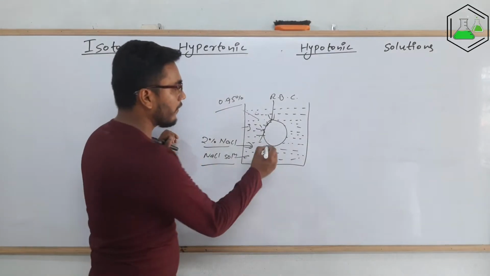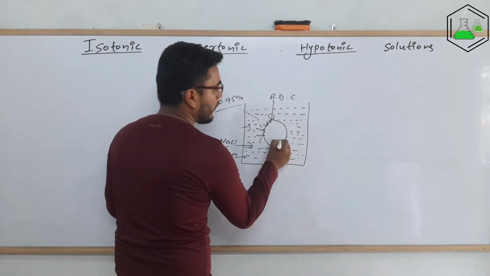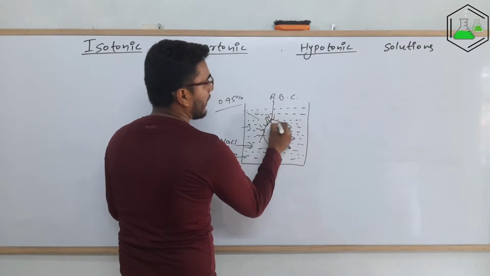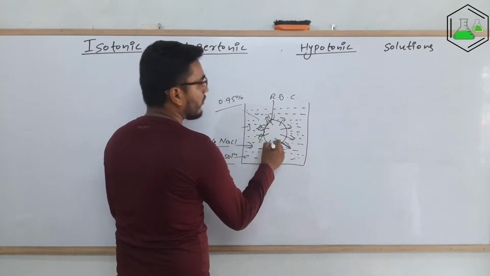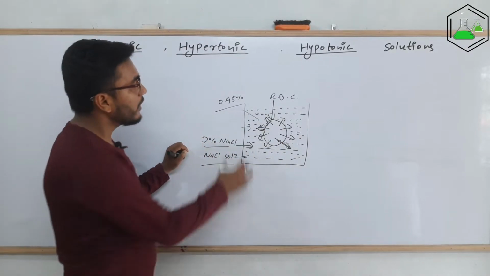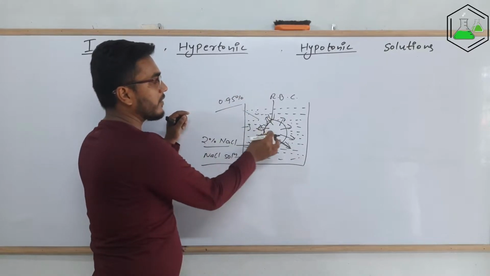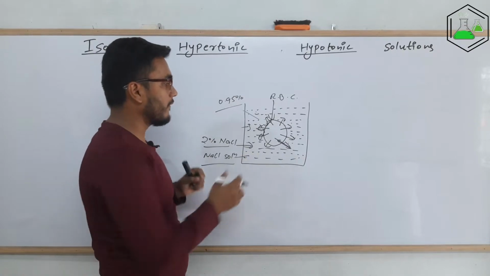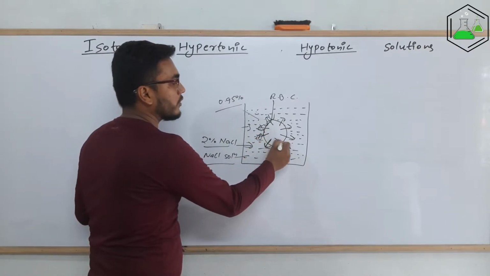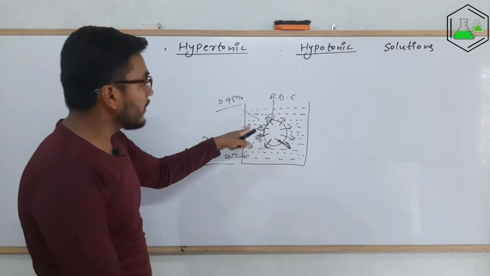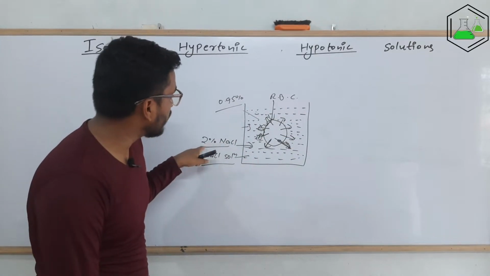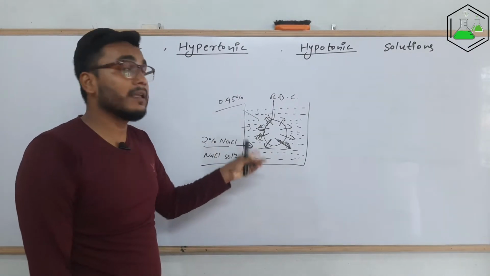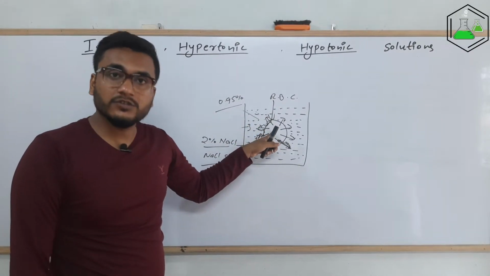Then what will happen? Obviously, due to osmosis, water molecules from inside will start to go outside, because we know that water molecules flow from low concentration region to high concentration region. There is only 0.95% of solute, so this is highly dilute and this is less dilute. So obviously the water molecules will come out, and in this particular case, the given solution, that is the 2% NaCl solution, will behave as the hypertonic solution because it has higher concentration than the test solution.